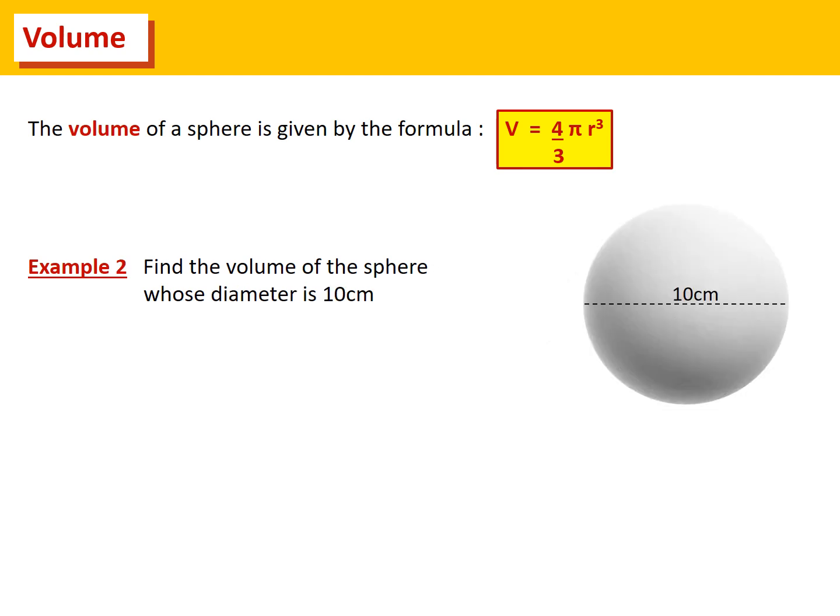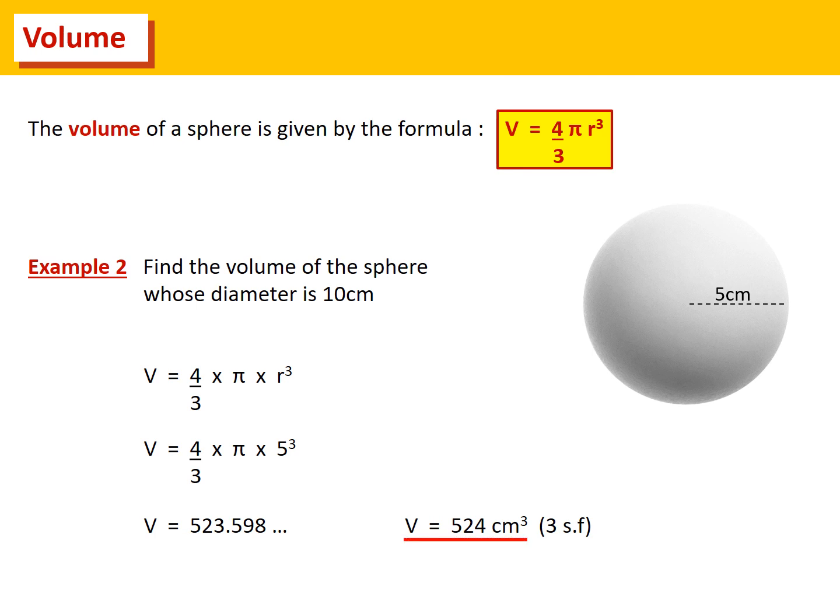Here in example 2, just be a little bit careful, we're given the diameter of the sphere, so immediately we need to find the radius of it, which is half the diameter, so that would be 5 centimeters. There's the formula. Put r equals 5 into the formula. Tap that into our calculator, so it's 5 cubed times pi times 4/3. And then round off to something suitable, 524 cubic centimeters to 3 significant figures.